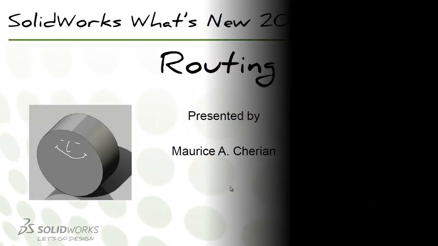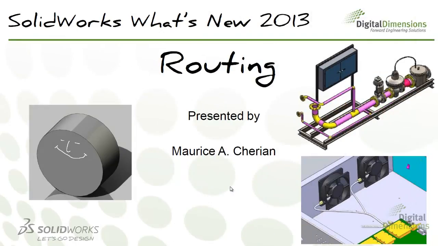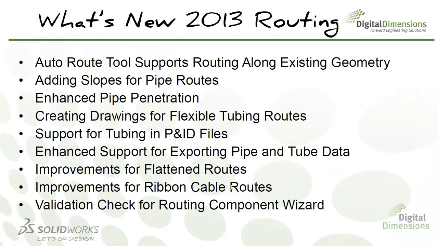Today we're going to be talking about SOLIDWORKS routing, including piping, tubing, and electrical routes. I'll go ahead and get started with the agenda. So I'm going to break this up into what's new on the piping side, then go into tubing, and then electrical. I'm first going to go over the new route along existing geometry, which is a new function in Auto Route, and it also works on tubing routes too.